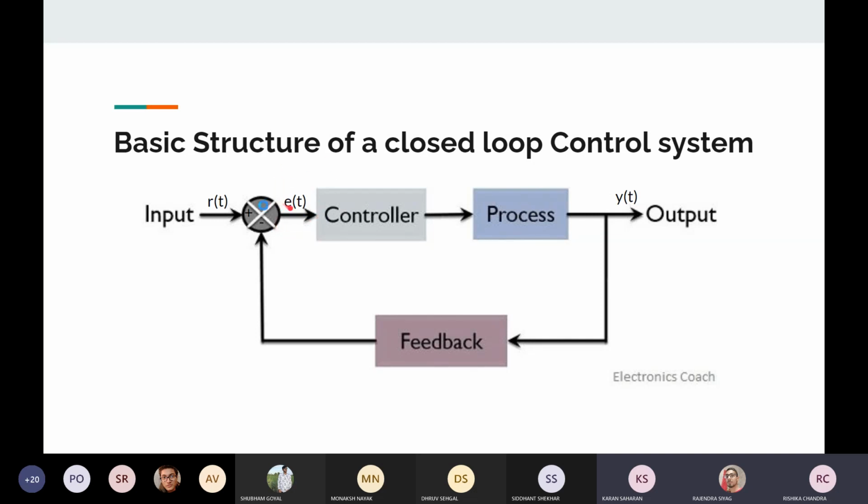Here E(t) is the error. So E(t) is equal to, see here there's a plus here, and when it's going Y(t) there's a minus here. So E(t) is equal to R(t) minus Y(t).